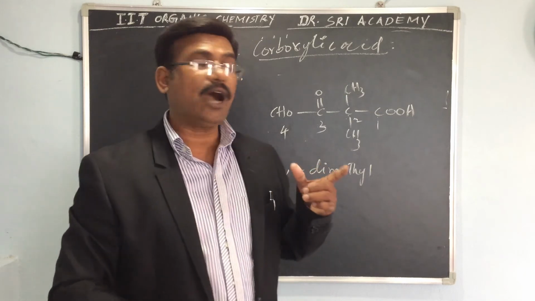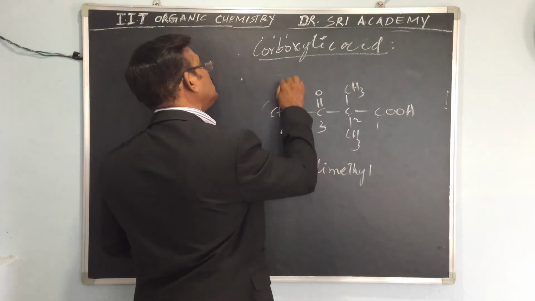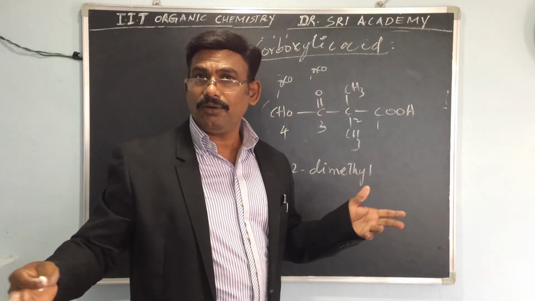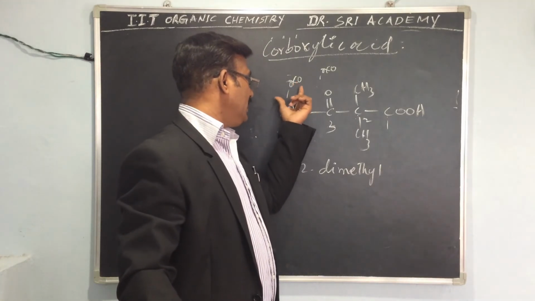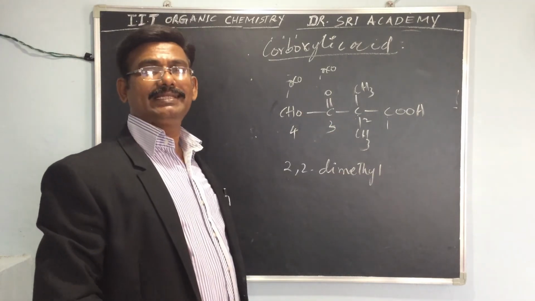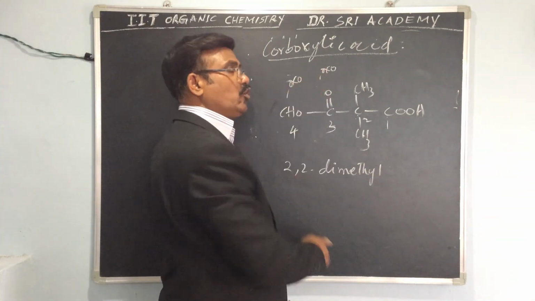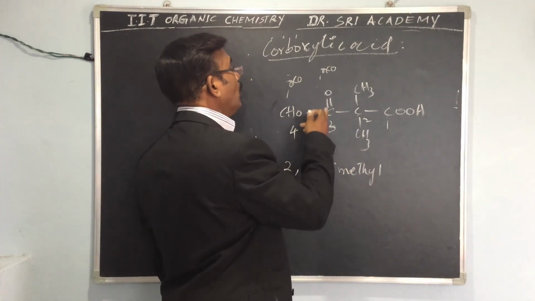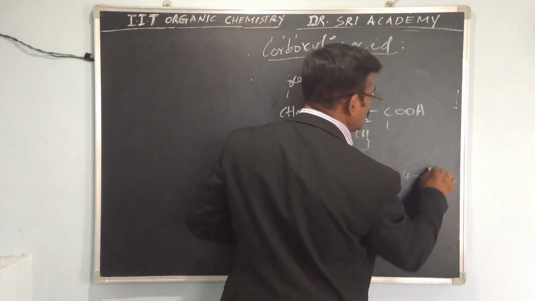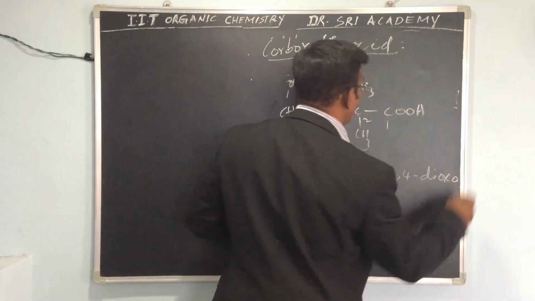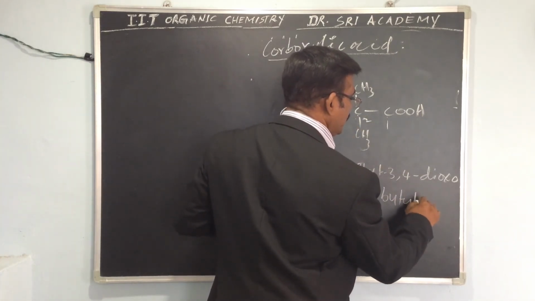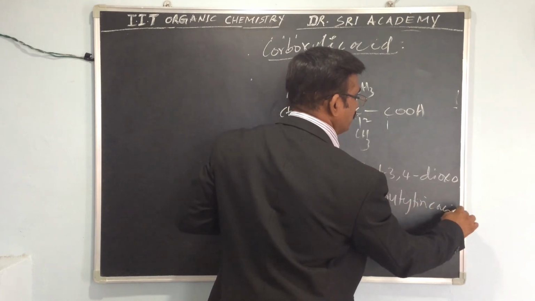And 3, 4: we can say there are 2 oxo groups. Either ketone or aldehyde, both are oxo prefix. 2 means di, so dioxo at positions 3 and 4. We can write 3,4-dioxo butyric acid.